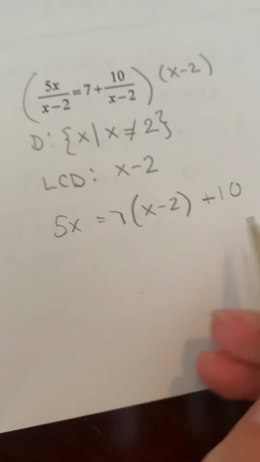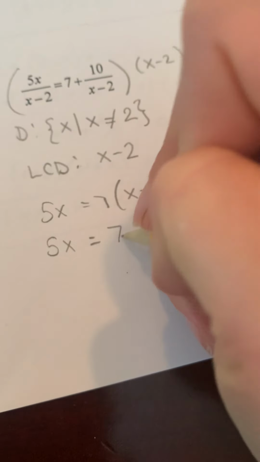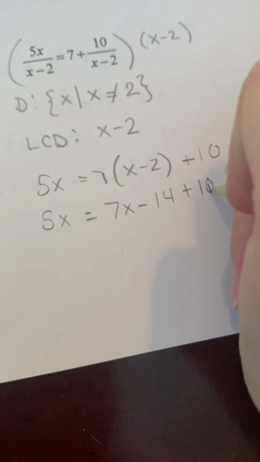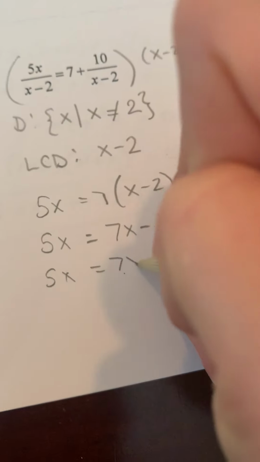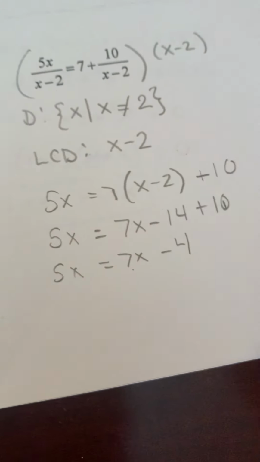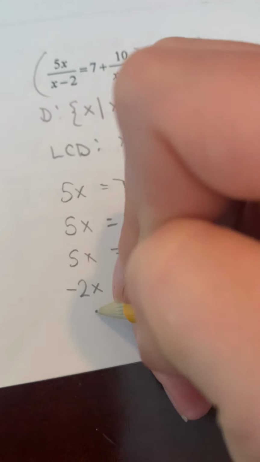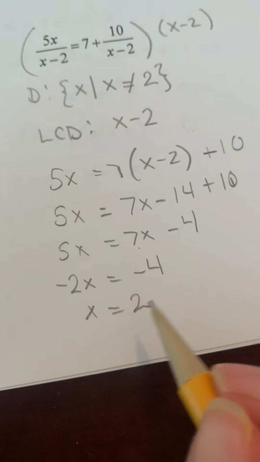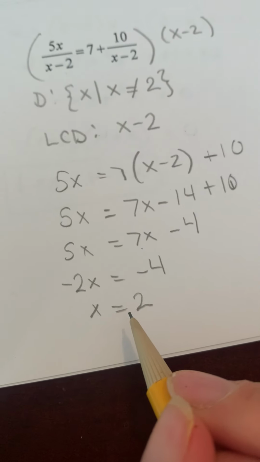Now, nice equation again, without fractions. Just distribute, combine like terms, clean things up a bit. Subtract our 7x, we get negative 2x equals negative 4, and x equals 2. But remember, don't just circle, we need to check.